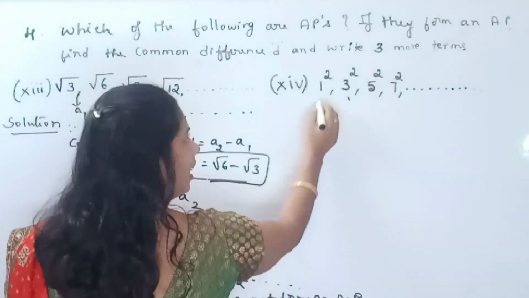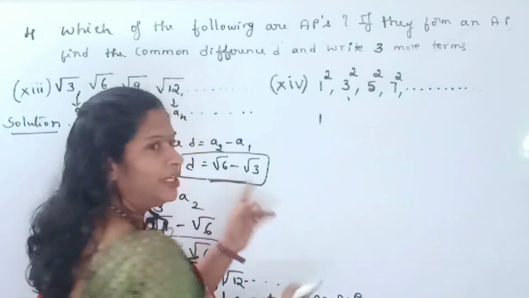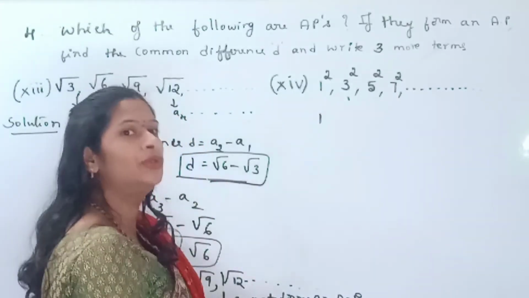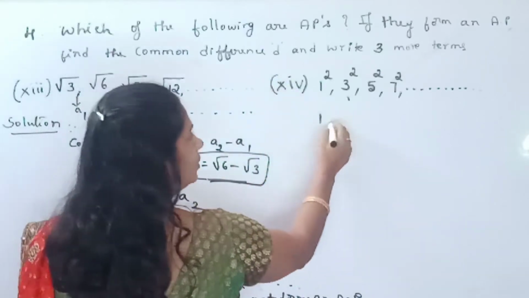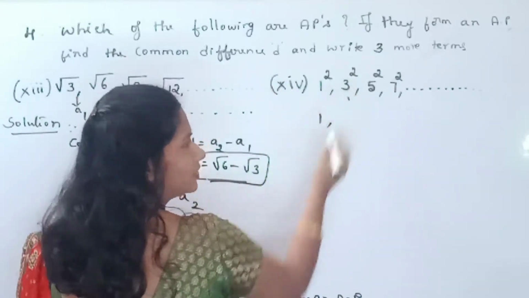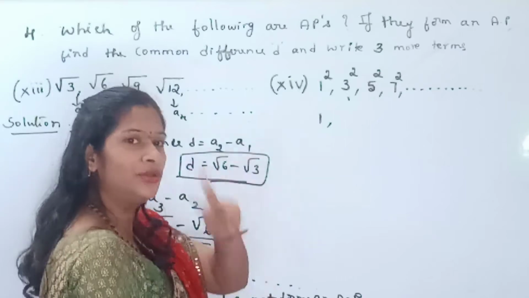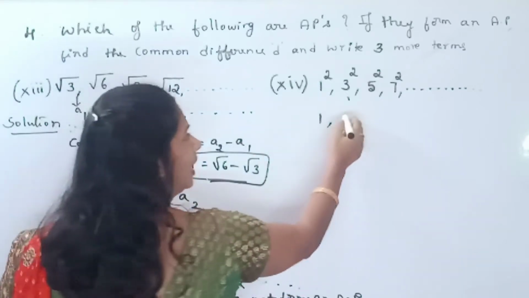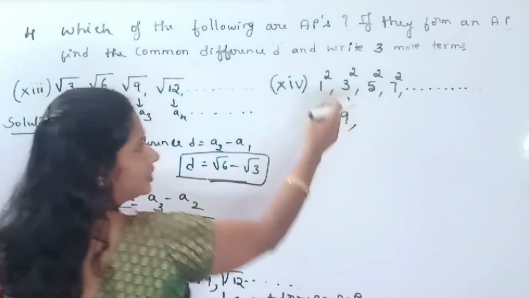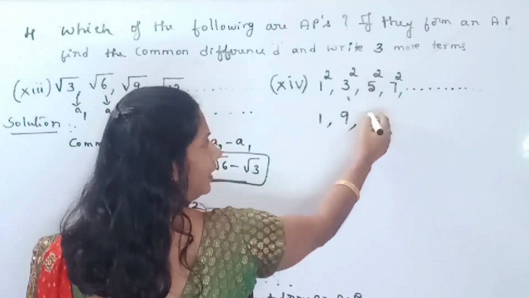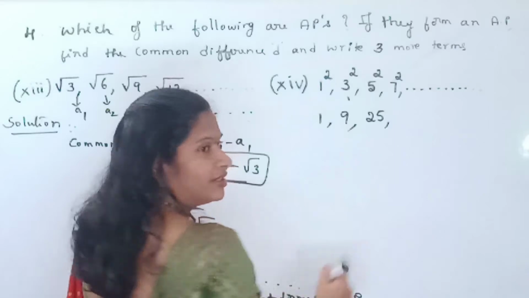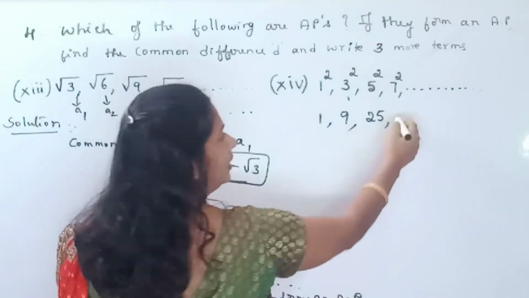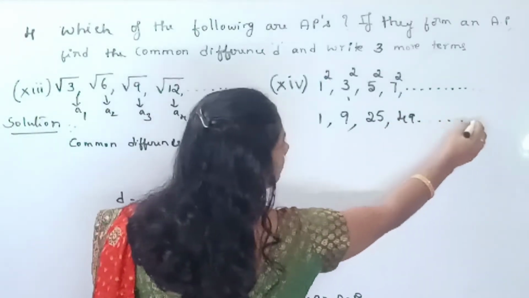Here 1 square I can write as 1. If you multiply 1 into 1, you get 1. So how will you write 3 square? 3 square is 3 into 3, you have to multiply 2 times. So the value is 9. 5 square I can write as 5 into 5, so the value is 25. 7 square, how can you write it, children? 7 into 7. So it is 49.